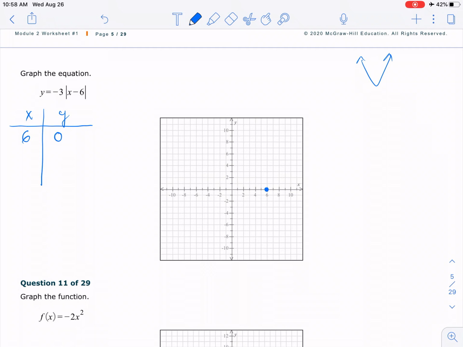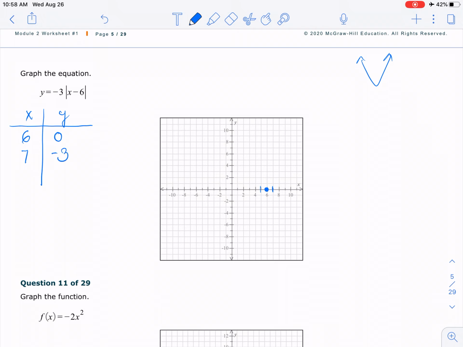Now, you want to go left and right of the vertex. So we have (6, 0) here. Left would be 5 and right would be 7. So I'm going to pick those two numbers for the x values and evaluate for y. So we have 7. So 7 minus 6 is +1. So +1 times -3 is -3.